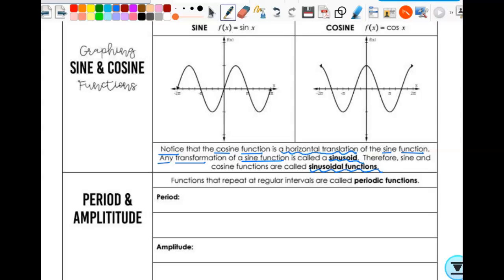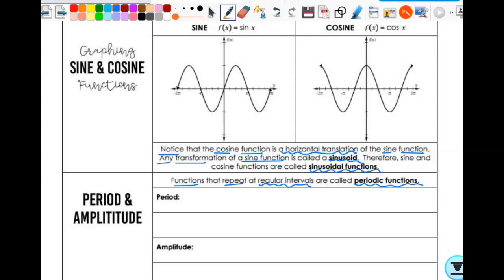All right, so another category that these fit into are periodic functions. So functions that repeat, because obviously this just keeps repeating, at regular intervals are called periodic functions. So these are sinusoidal functions and they're periodic functions. Those aren't one and the same. Like you can be periodic and not be sinusoidal, and we'll look at some of those too. Just trying to give you some vocabulary here.